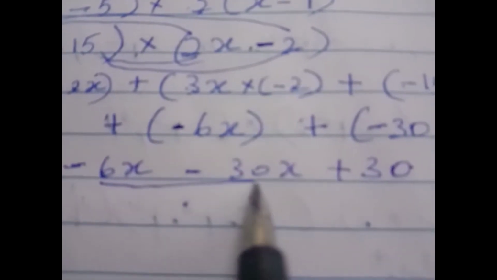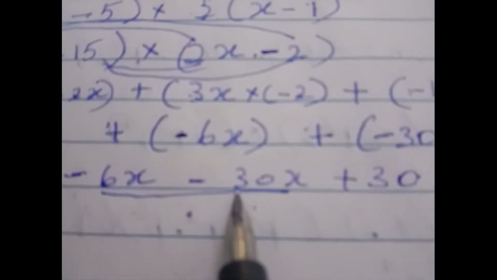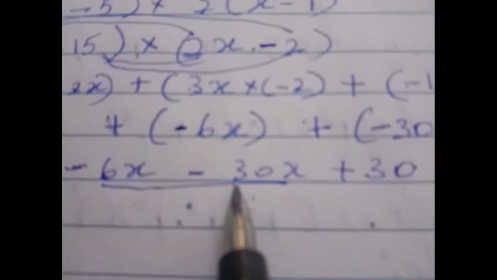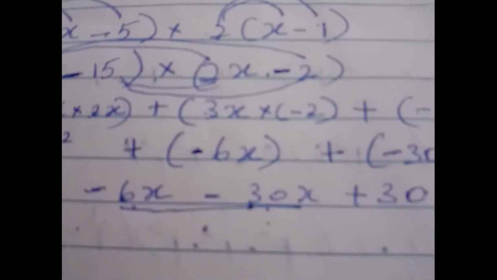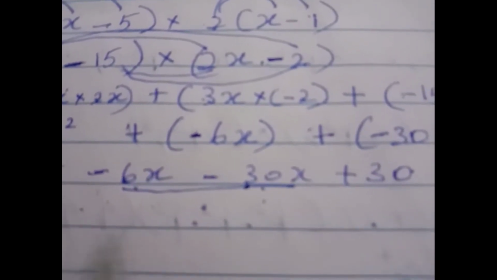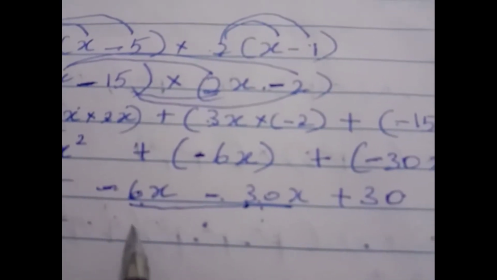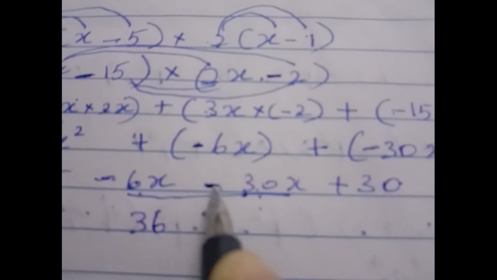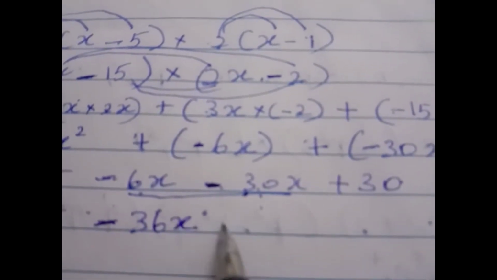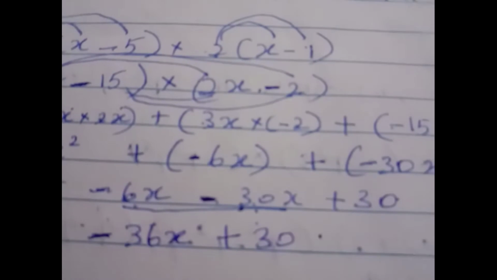If you see here, minus 6x and minus 30x are like terms. So you can simplify. Minus and minus is plus. So 30 plus 6 is 36, and the greater number's sign is minus. So minus 36x plus 30.